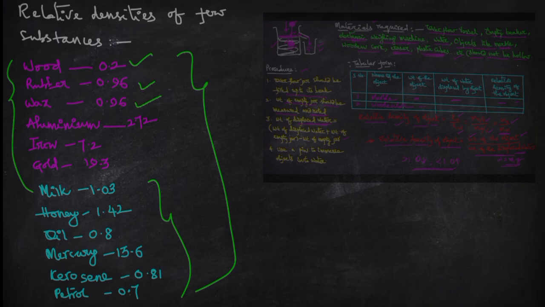Rubber, wax, oil, kerosene, petrol, these will float on water, and the relative density of a few materials is more than 1. Aluminum 2.72, iron 7.2, gold 19.3, honey 1.42, mercury 13.6. All these sink in water.